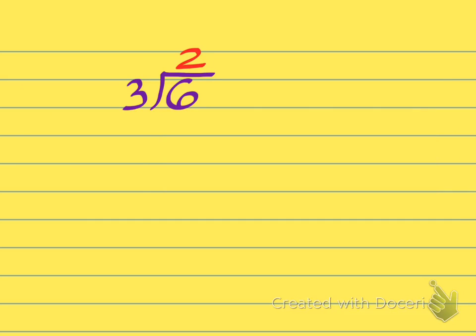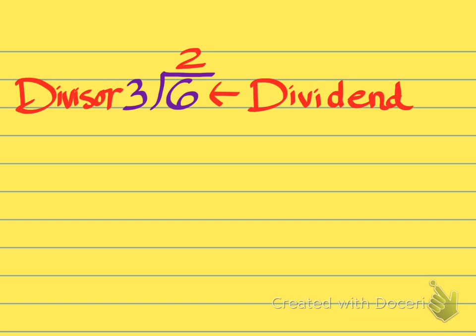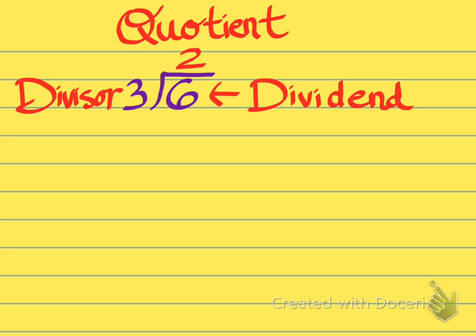When we are looking at 6 divided by 3 equals 2, the 6 is the dividend. The divisor, the one that's doing all the work, is the 3. And then the 2 is our answer, and it's like the queen. It's just sitting on top, and that is our quotient.